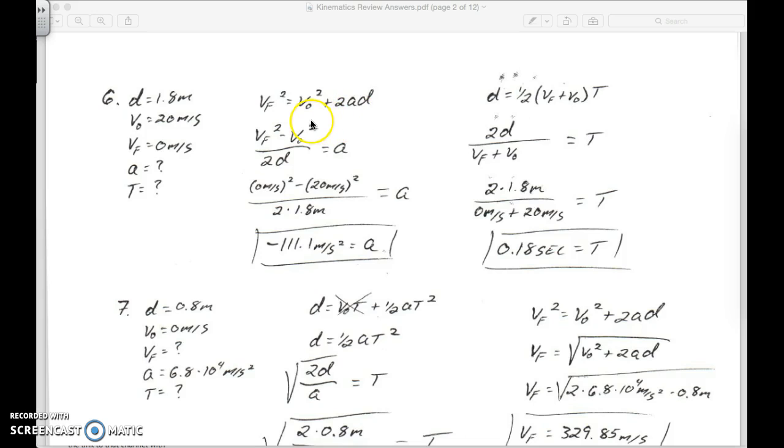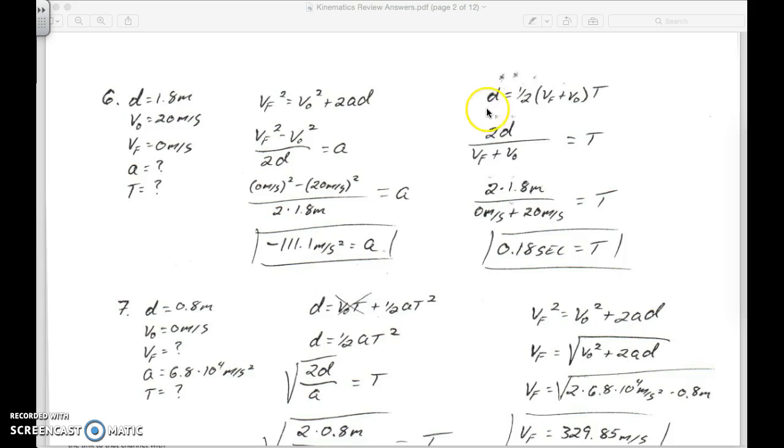squared plus 2AD. I'm solving for A, so I'm going to move V naught squared over first, giving me Vf squared minus V naught squared, and now I'm dividing the 2 and the D over to the left. That's why they're in the denominator. I can plug in my numbers. 0 squared minus 20 meters per second, squared, all over 2 times 1.8. I plug in my numbers, and I get negative 111.1 meters per second squared. That negative is very important because you were moving in the positive direction and you came to a stop. So you had a positive velocity. To slow down, you have to have a negative acceleration.